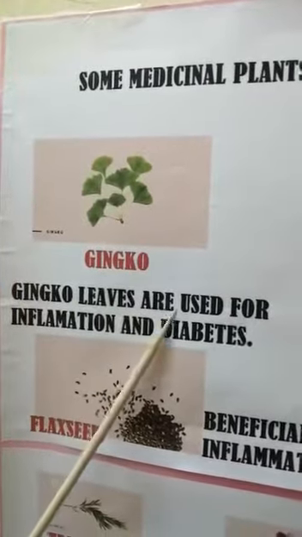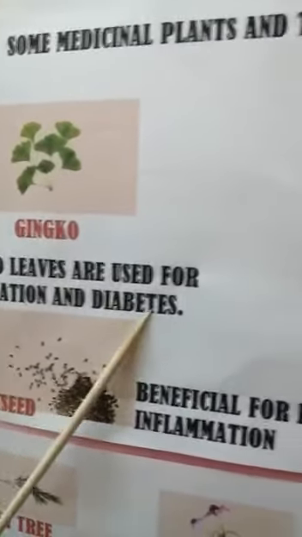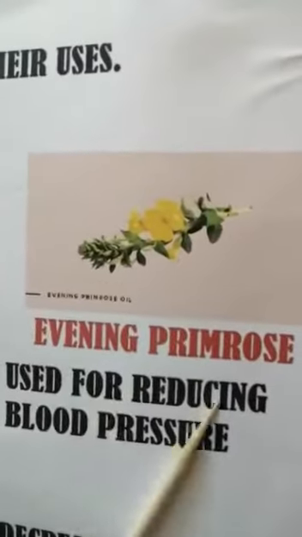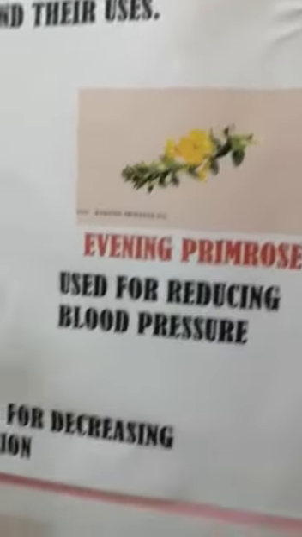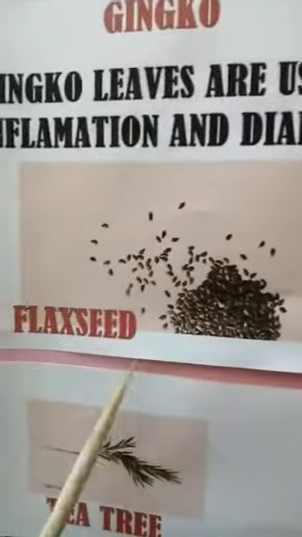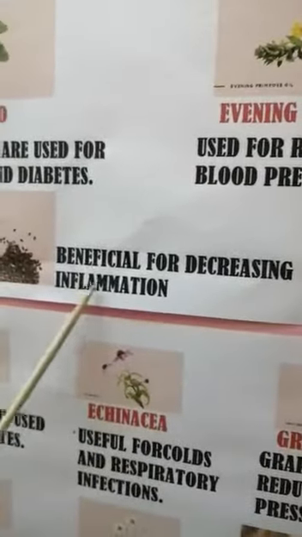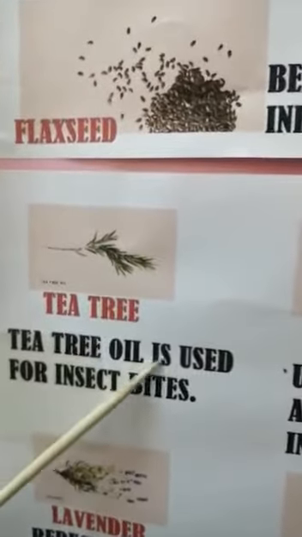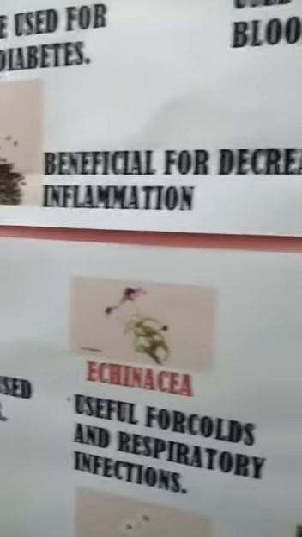Ginkgo leaves are used for inflammation and diabetes. Evening primrose is used for reducing blood pressure. Flax seeds are beneficial for decreasing inflammation. Tea tree oil is used for insect bites.